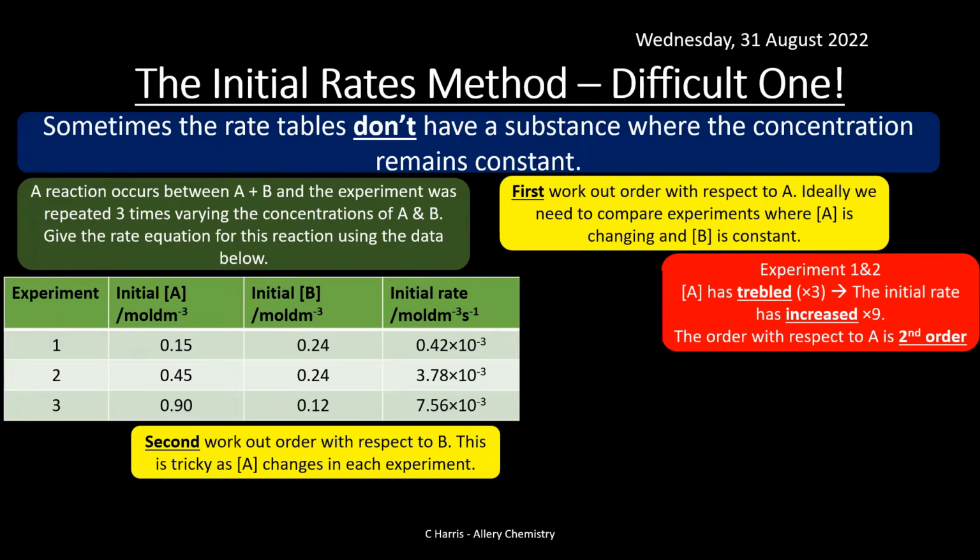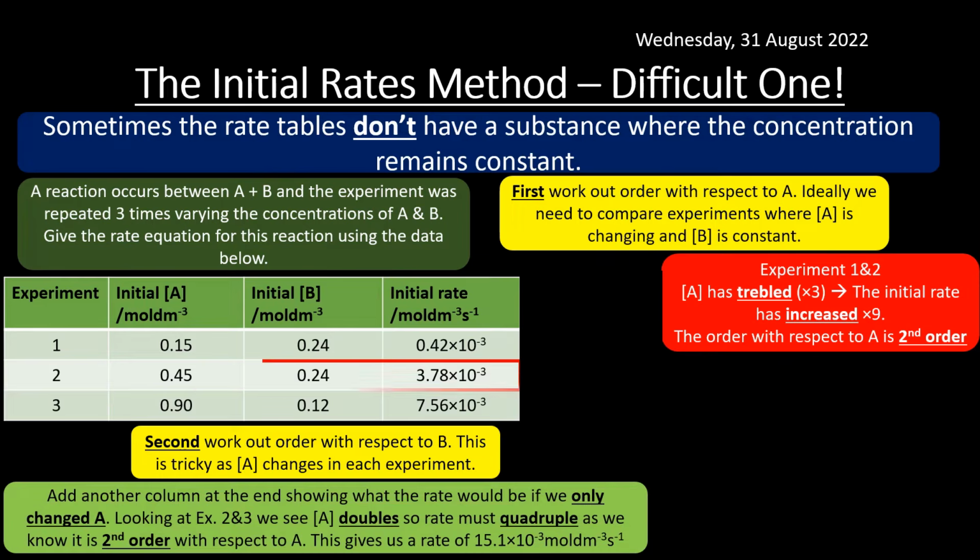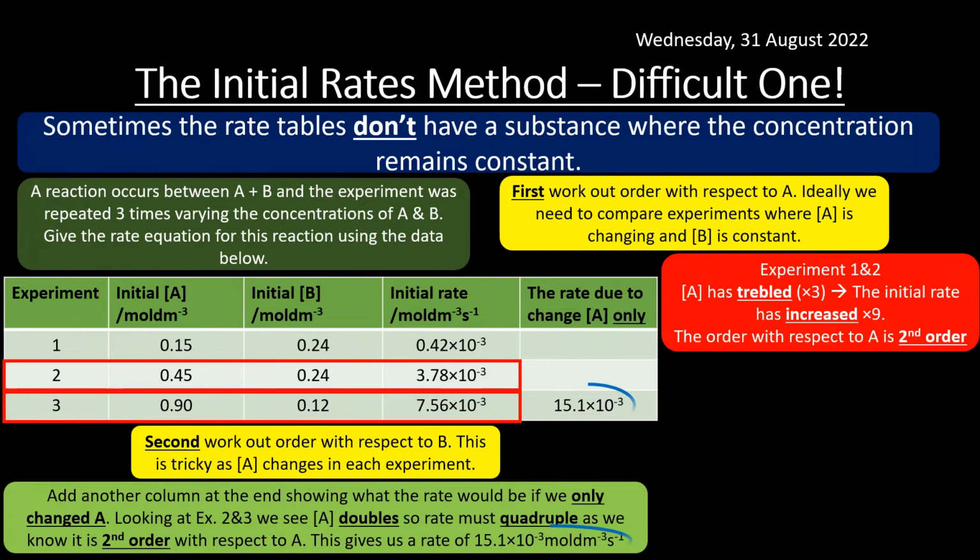Secondly, we need to work out the order with respect to B. Now this is tricky, as I mentioned before, because A changes in each experiment. So what we're going to do here is add another column at the end, which is going to show what the rate would be. It's a hypothetical one. Now you might have a different method of doing this. This is one particular way of doing it.